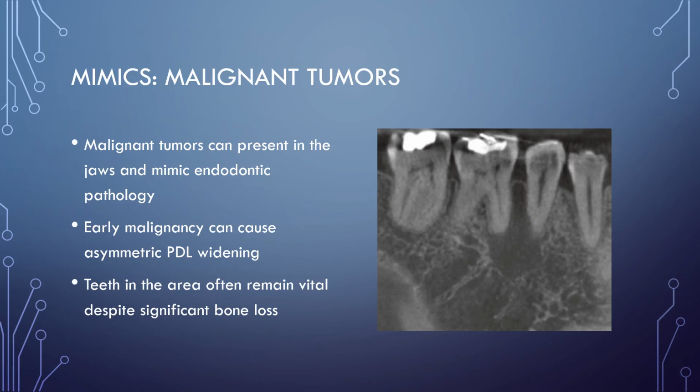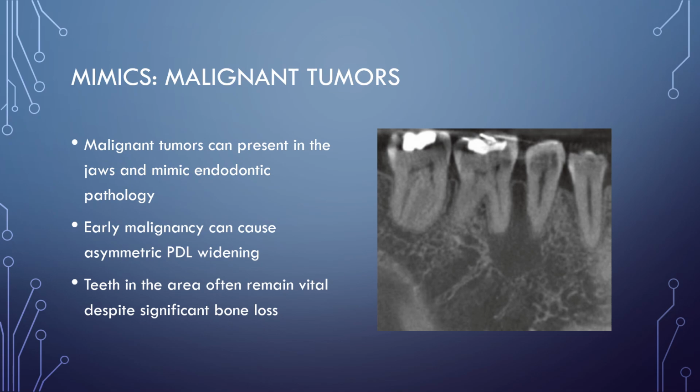Although rare, it is absolutely critical to remember that malignant tumors can present in the jaws, and their early radiographic signs can dangerously mimic endodontic pathology. When interpreting a CBCT, if you notice irregular widening of the PDL space and destruction of the lamina dura, you must look closer. Malignancies often provide subtle clues of a more aggressive process.